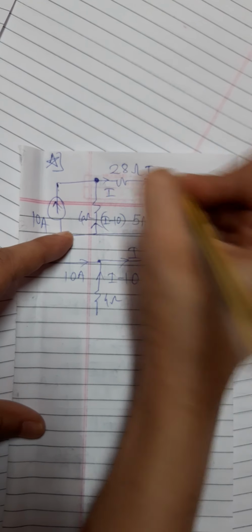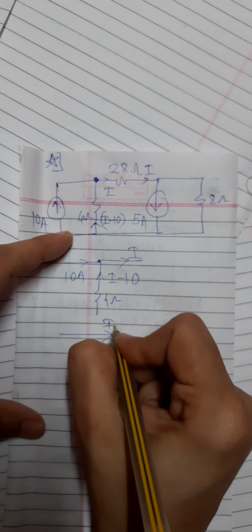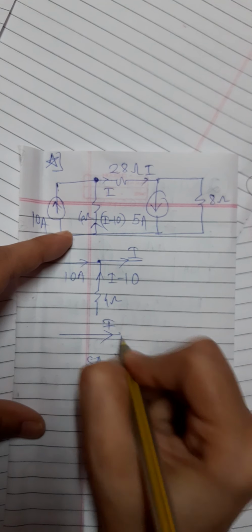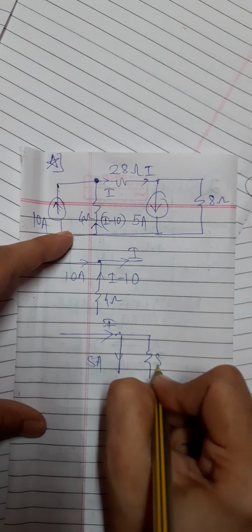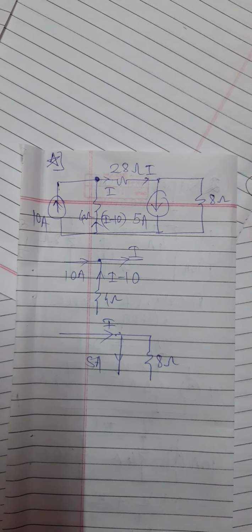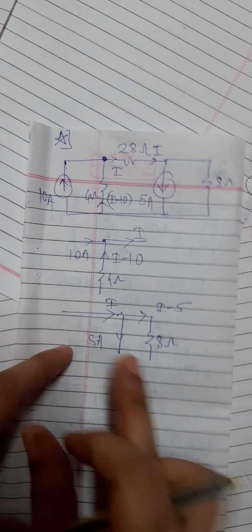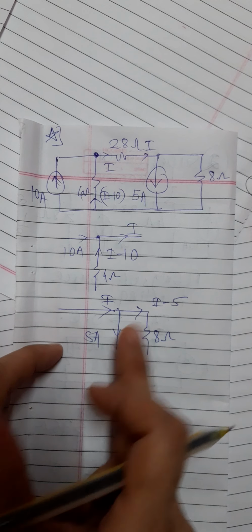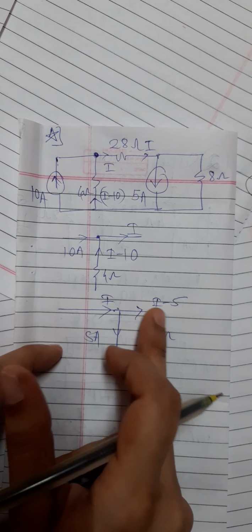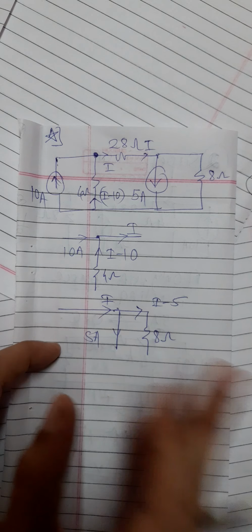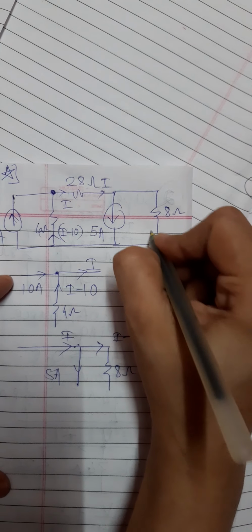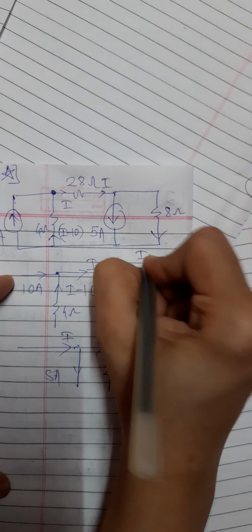And this I is coming here, incoming, and 5 ampere going outside. So the current through 8 ohm is nothing but I minus 5. Just again check: current incoming is equal to sum of current outgoing. That is I minus 5 plus 5 is equal to I. So it is also verified. So I can write the current through 8 ohm is nothing but I minus 5.